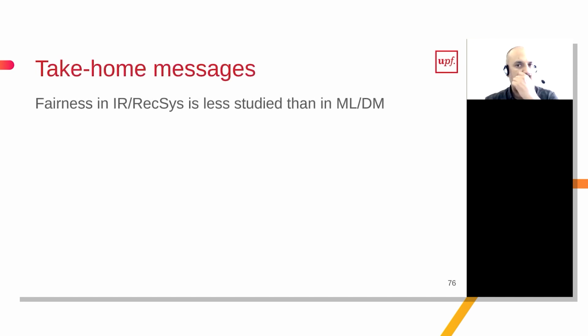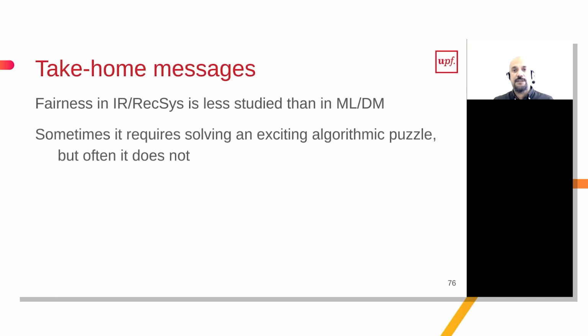Now, let me conclude so that we can take some questions, by saying that algorithmic fairness started mostly in machine learning and data mining, and it's a little bit less studied in information retrieval and recommender systems. Sometimes it involves a very exciting algorithmic puzzle, sometimes it doesn't, and it's a matter of trying to understand. Algorithmic fairness is a very interdisciplinary research discipline where you need lawyers, you need scientists, you need moral philosophers, you need more people looking at these problems, because they are not defined only technically, right?